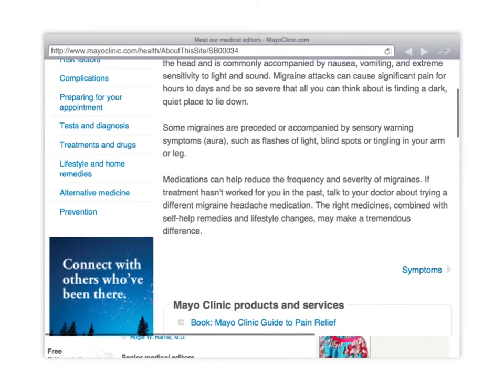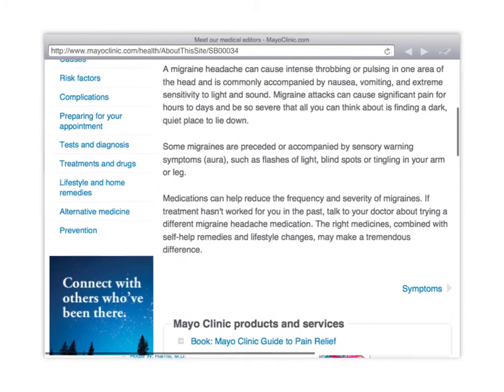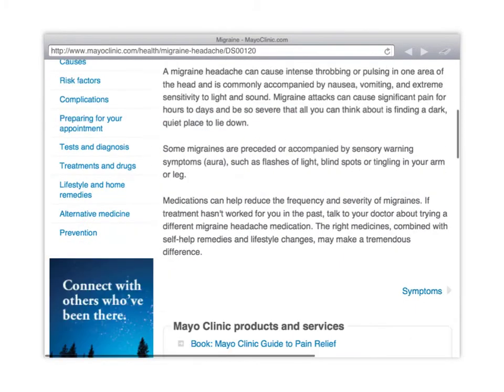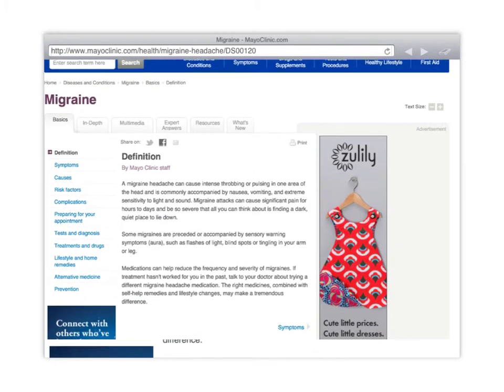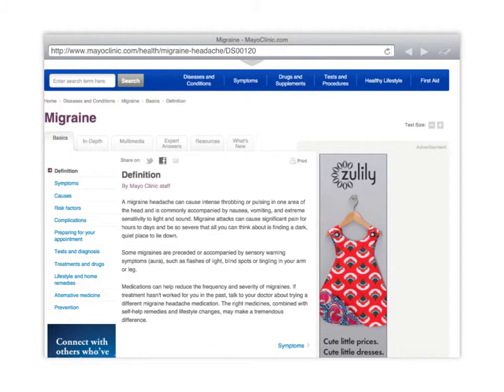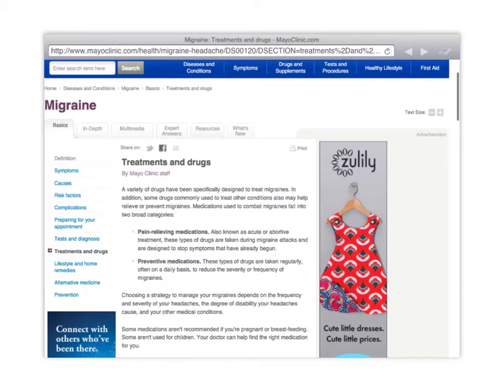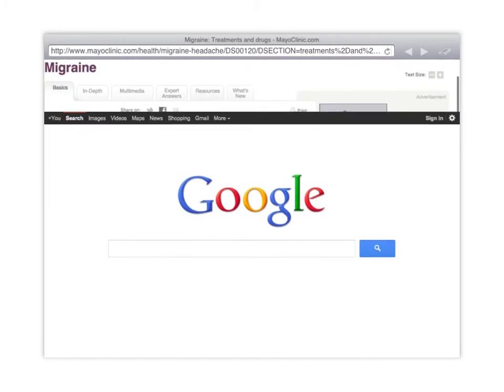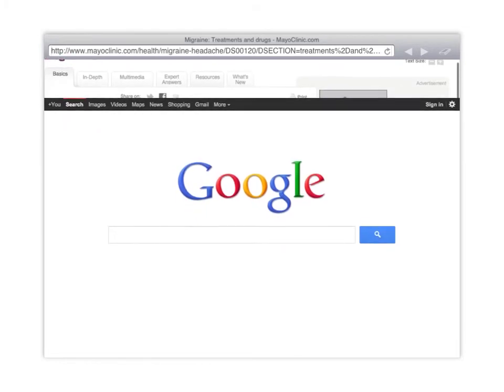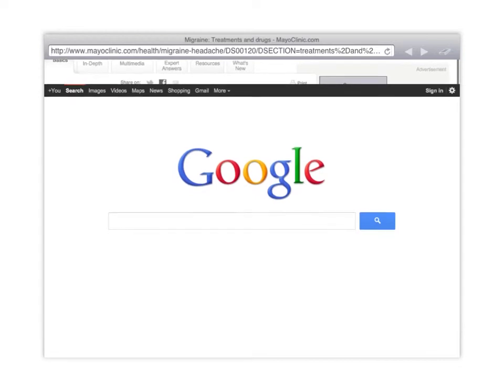So let's go back and look at some of the other things in relation to this article. So we're back at the main page for the migraine website. Let's look at a couple of different things. This article is broken up into a number of different categories: definitions, symptoms, causes, and so on. So let's go for treatment and drugs. So we see the information about the treatment and drugs related to migraine headaches. We see all this information here going through.